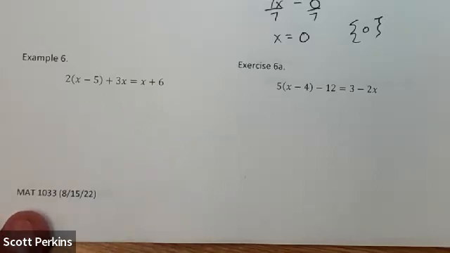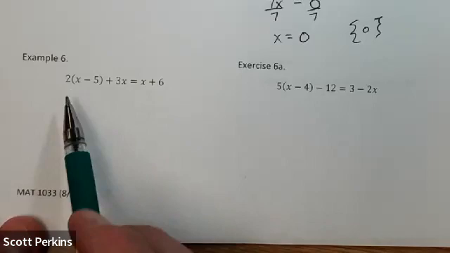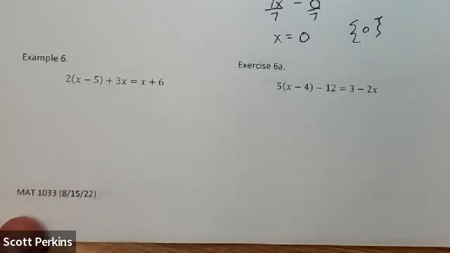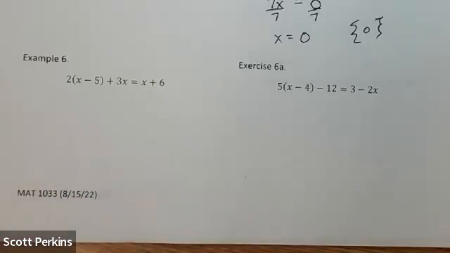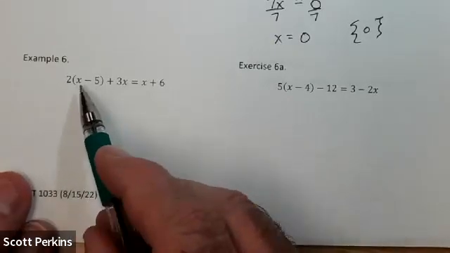What's different about this one than the previous ones? Parentheses. Yeah, does anyone remember the name of the property that I can use to get rid of those parentheses right there? It's called the distributive property. If you didn't remember the name, that's okay. But if you knew what to do, that's great. So I'm going to take that 2 and I'm going to multiply by each thing in the parentheses.